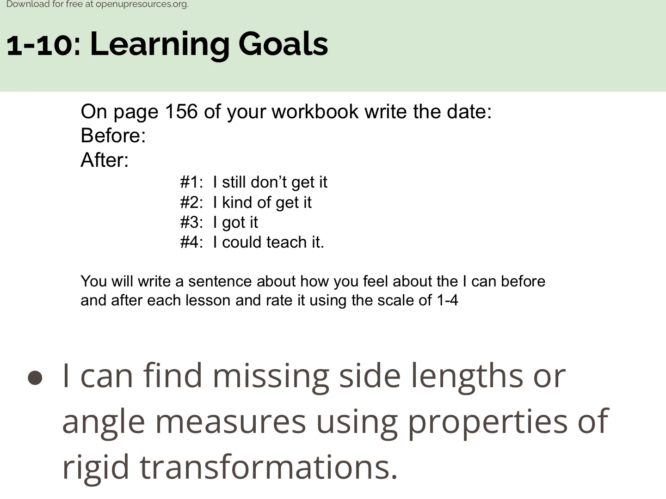All right, so go back to page 156. Let's read the I can statement again. I can find missing side lengths or angle measures using properties of rigid transformation. So go ahead and give yourself a number again. 1, I still don't get it. 2, I kind of got it. 3, I did get it. 4, I can teach it to my friend. Give yourself a sentence, so do a self-reflection. Hey, how do I feel about this? Do I need to ask more questions? Go ahead and give your number and a sentence.